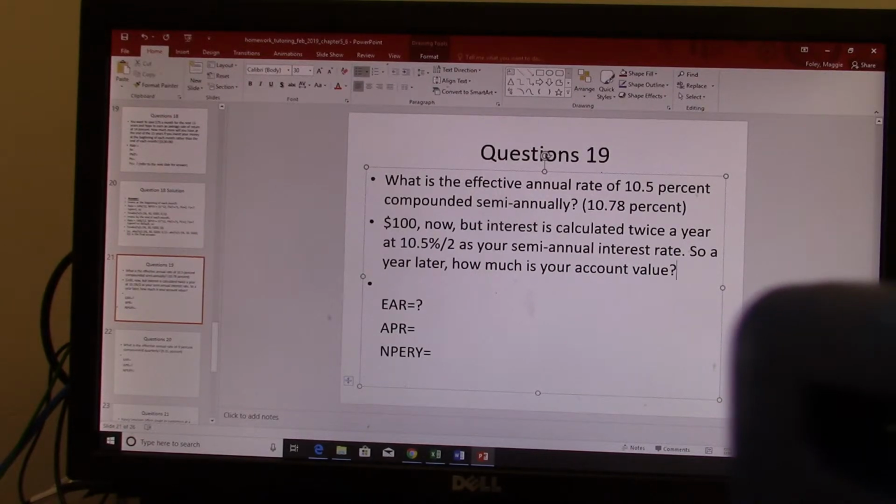So it's just like this one. If you consider it's $100, and a year later, how much interest did you earn in that year, if interest is calculated twice a year? That's what it's asking, and the return you get in a year is called the effective annual rate. So let's do that.